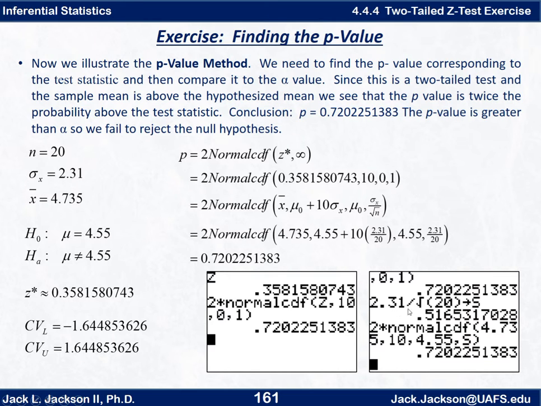Over here, another way to do it is I went ahead and took 2.31 divided by square root of 20 and stored that as s. That's the standard error or standard deviation of the x bars. Then I just did 2 times normal CDF x bar up to, well, actually I just did 10 here. I probably should have still done mean plus 10 standard deviations, but it still turns out to be the same thing. That's close enough. Basically you want to put infinity there, but you can't put infinity, so you put something big.